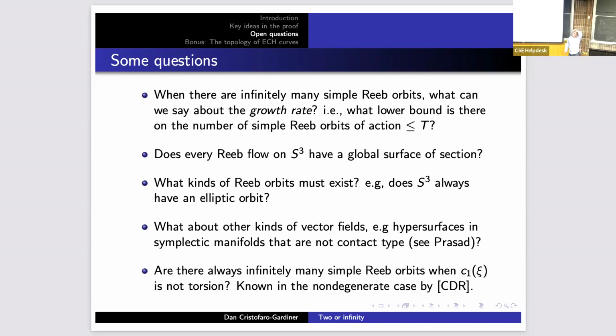Yeah, maybe it's a naive question, which doesn't make any sense, but suppose you have a sequence of contact forms that converge to something that's not smooth. But say you can still write down a continuous Reeb flow in whatever sense. Is it still reasonable to expect that some behavior about the Reeb orbits still holds in this case?